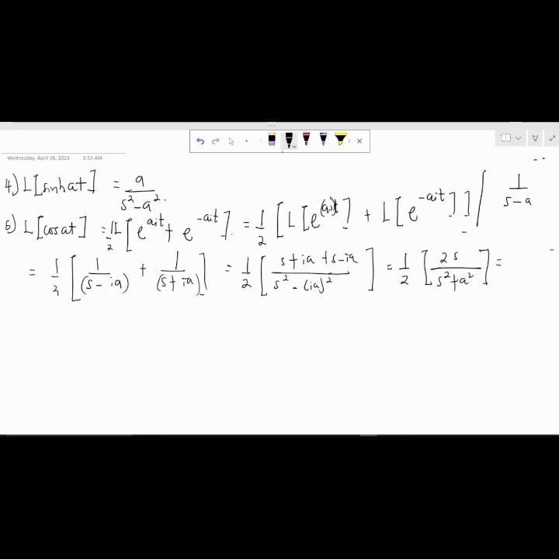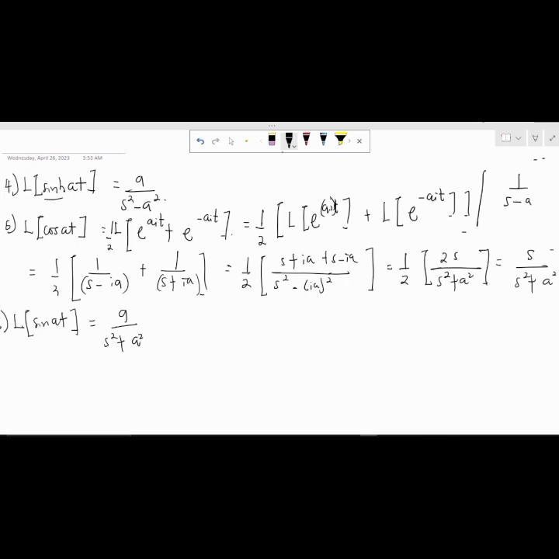So we are left with s over s squared plus a squared. Now similarly, you should have already seen the pattern from hyperbolic sine and hyperbolic cosine. We had a here for the sine, and for the cosine we had s. So similarly, for sine at, the Laplace transform is equal to a over s squared plus a squared. But you could prove it.